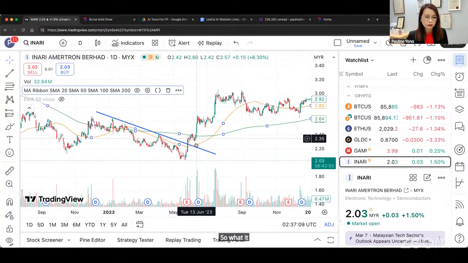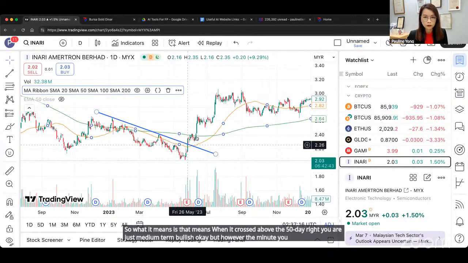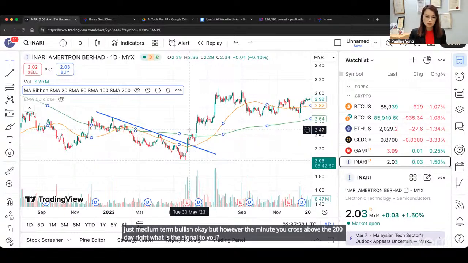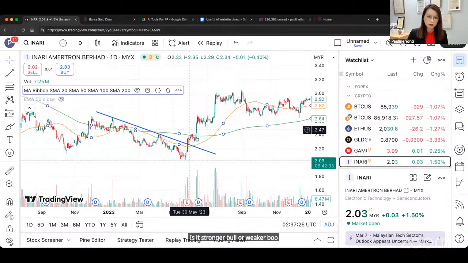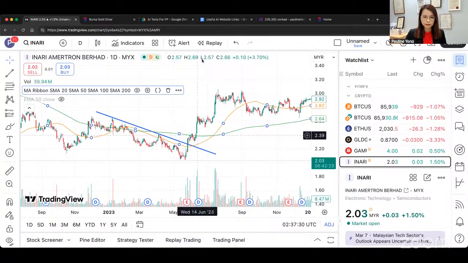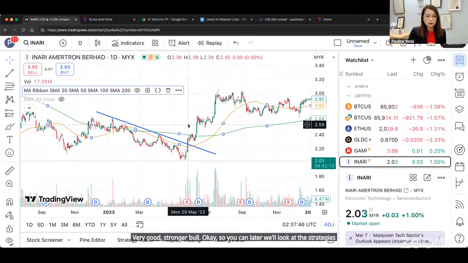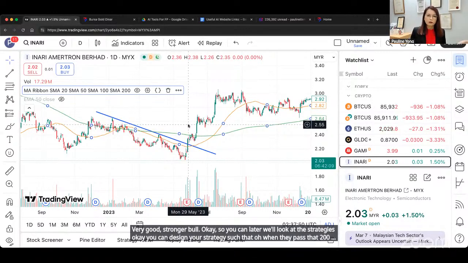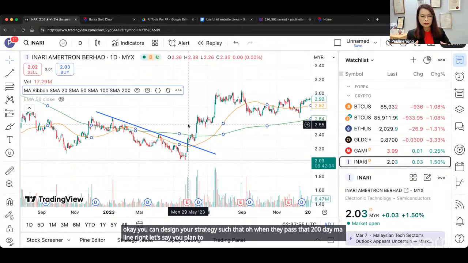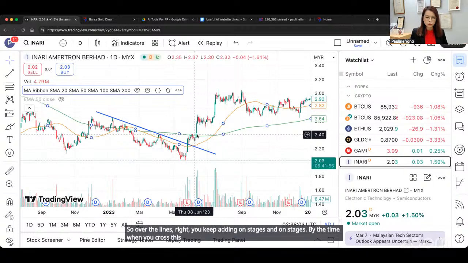What it means is that when it crossed above the 50 day, you are just medium term bullish. However, the minute you cross above the 200 day, what is the signal to you? Is it stronger bull or weaker bull when this crosses the 200 MA line? Very good, stronger bull. Later we will look at the strategies. You can design your strategy such that, if you plan to invest like 10K, over the lines you keep adding on in stages. By the time you cross this 200 MA line, you say, wow, all in, because it is a very strong bull.